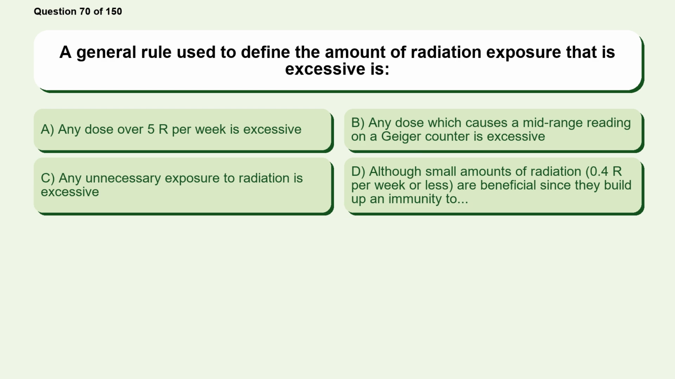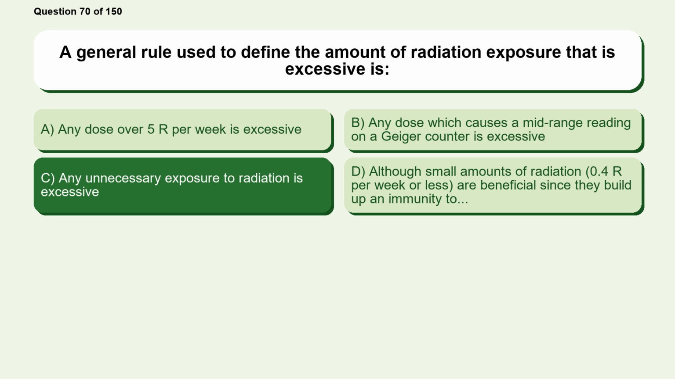Question 70. A general rule used to define the amount of radiation exposure that is excessive is: Option A. Any dose over 5 R per week is excessive. Option B. Any dose which causes a mid-range reading on a Geiger counter is excessive. Option C. Any unnecessary exposure to radiation is excessive. Option D. Although small amounts of radiation, 0.4 R per week or less, are beneficial since they build up an immunity. The correct answer is option C.